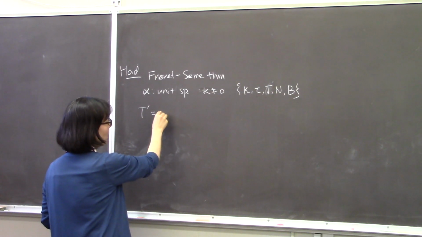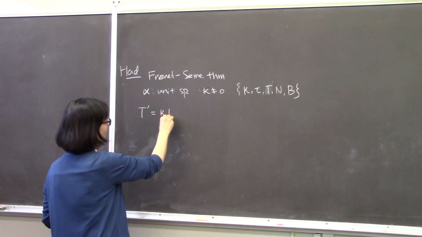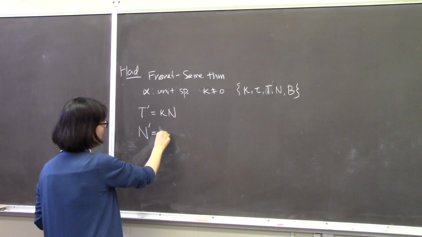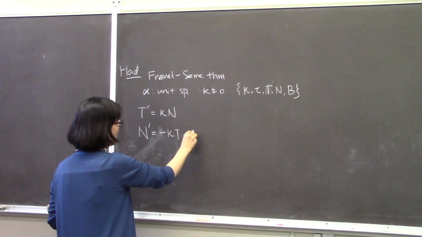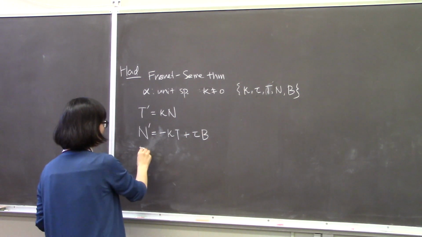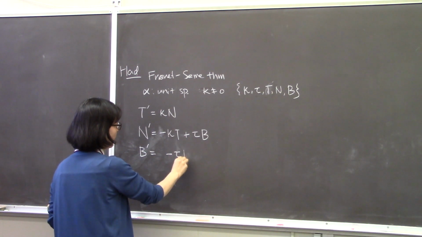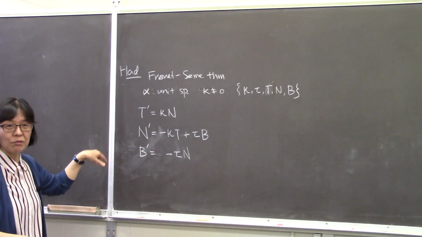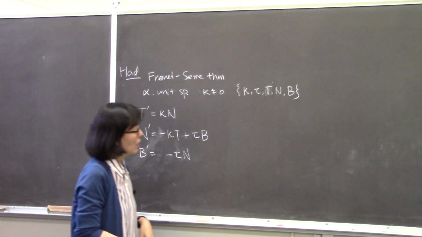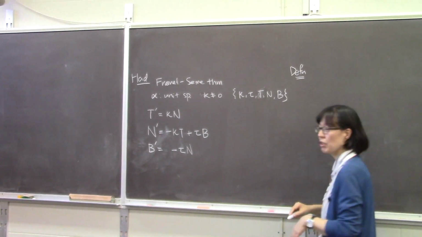And T prime is curvature times capital N, and N prime is minus curvature T plus torsion B, and B prime is minus torsion N. Then, right? If you remember the matrix form, then it'll be easier. Remember. Then we had a definition, and we did two examples.